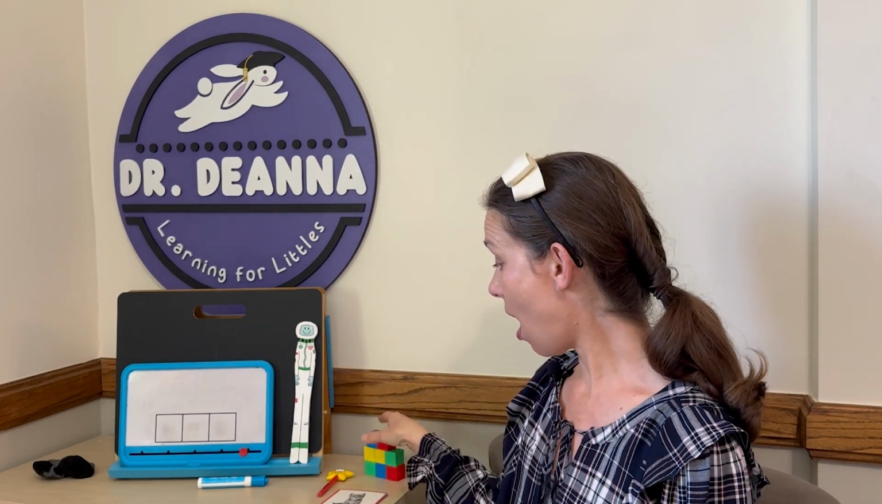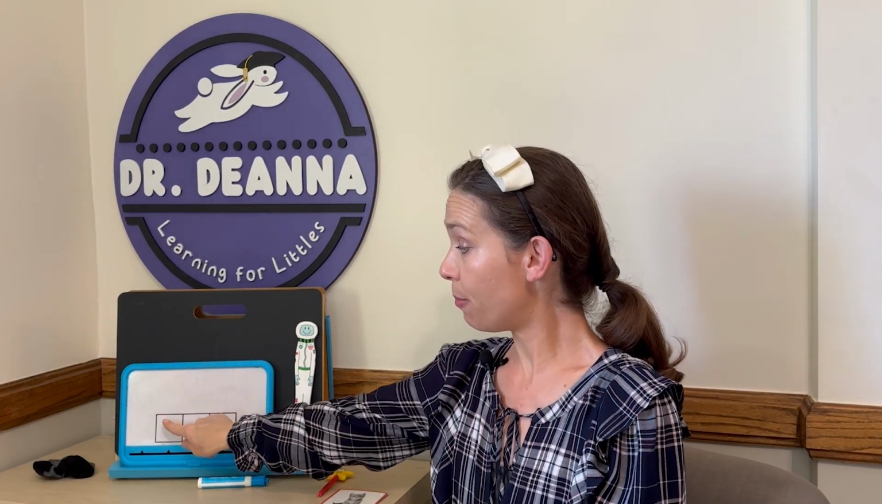All right, let's go ahead and use our blocks. If we hear a k, k, k at the beginning, we're going to put a block in the first box. And if we hear a k, k, k at the end, we're going to put a block in the last box. All right, here's my first word.